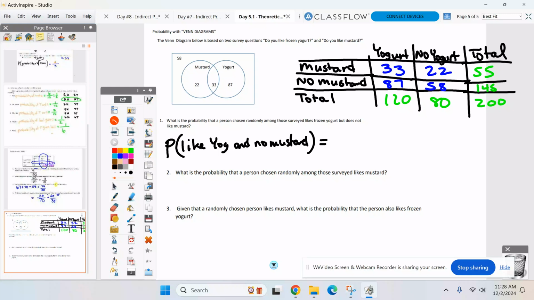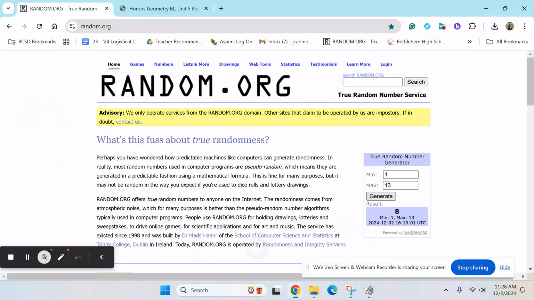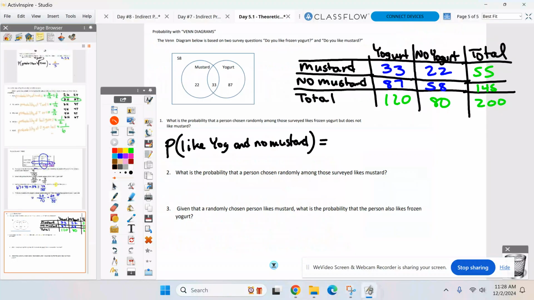Think we got that number? Where is it? Ian? 87. Right there. Yogurt, no mustard. There's 87 of them. Remember, don't leave the 87 out of how many? 200. Did you check if that could be reduced for me? Nope. Cannot be. Yep. Any issues on Ian's answer?